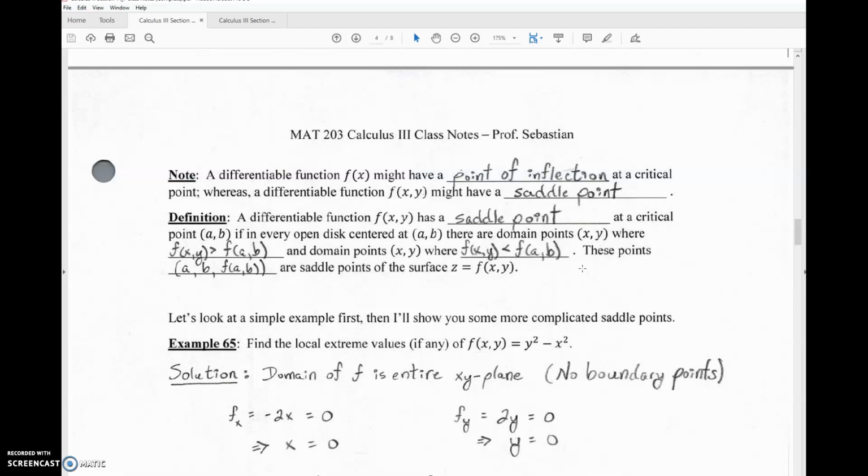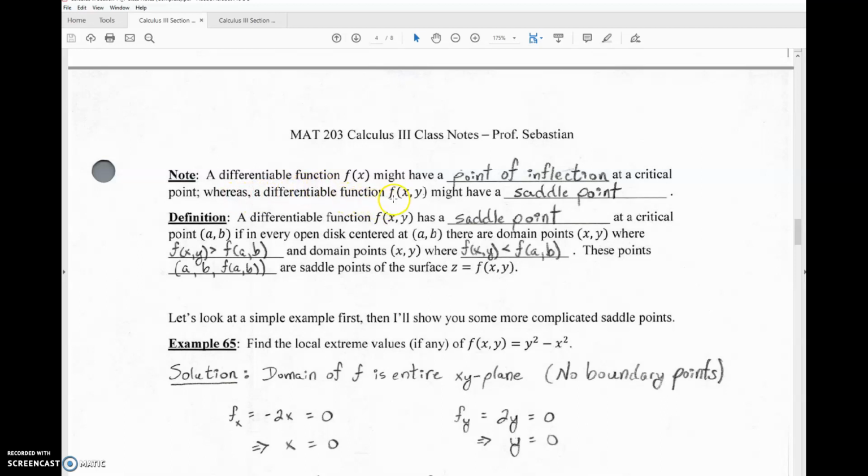We're on page 69 in section 14.7, and we're talking about extreme values, and we're going to get to what's known as the saddle point. So make a note here that a differentiable function f of x, a function of a single variable, might have a point of inflection at a critical point. That's a point where it changes in concavity from concave up to concave down or vice versa.